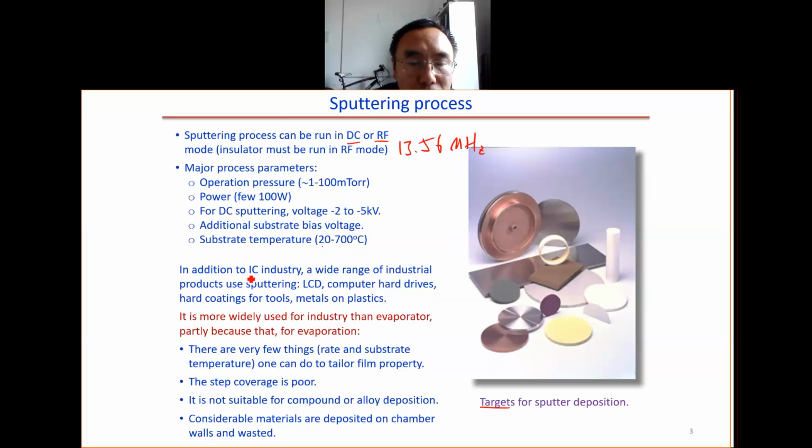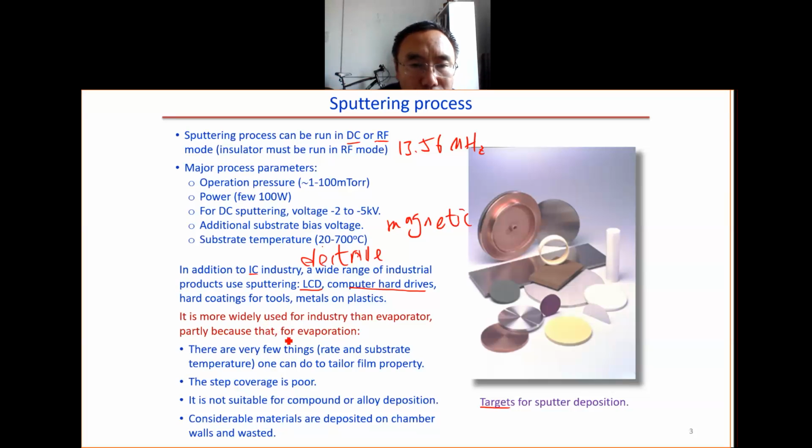So in addition to the IC industry, as we talk about for this course, a wide range of industry products use sputter deposition. For example, the electrode material for liquid crystal displays, and computer hard drives. The hard drive is magnetic recording, so the magnetic layers are deposited by sputter deposition. Also hard coating for tools and metal and plastics. It's more widely used than evaporation.